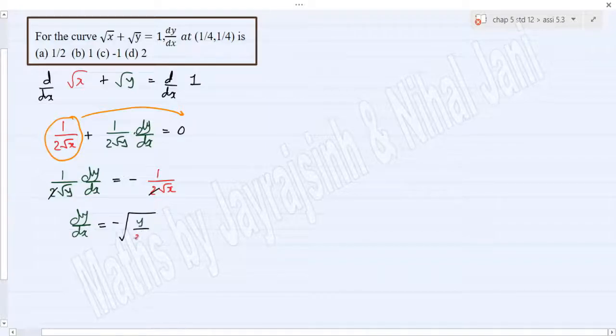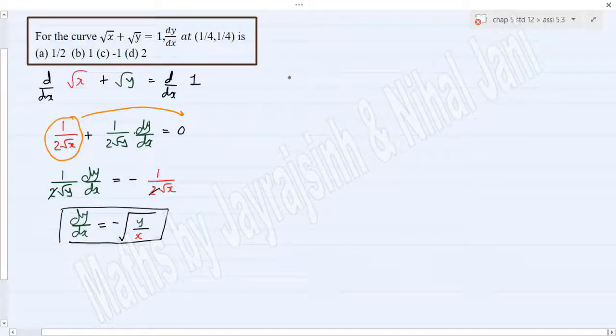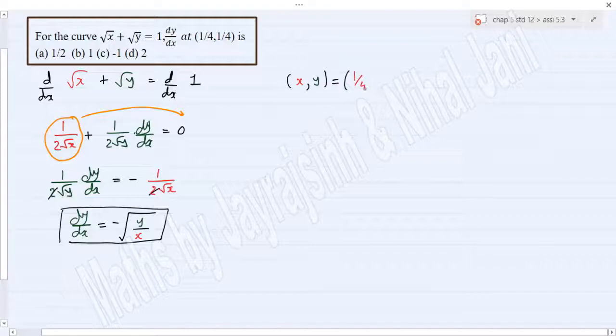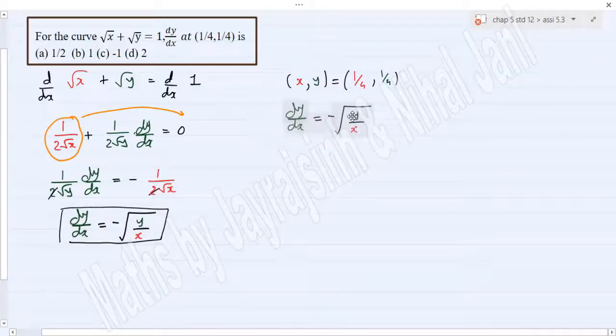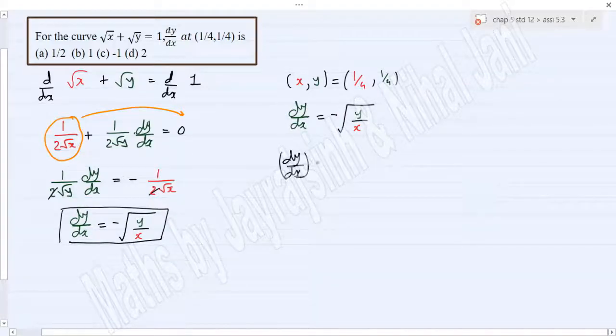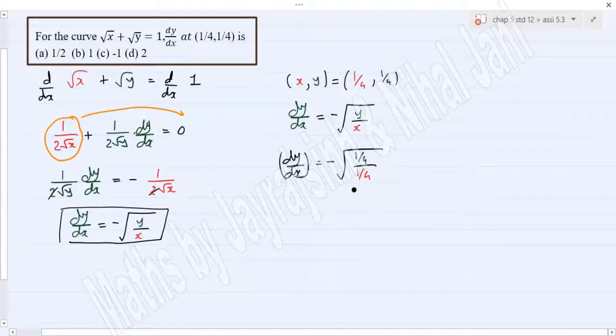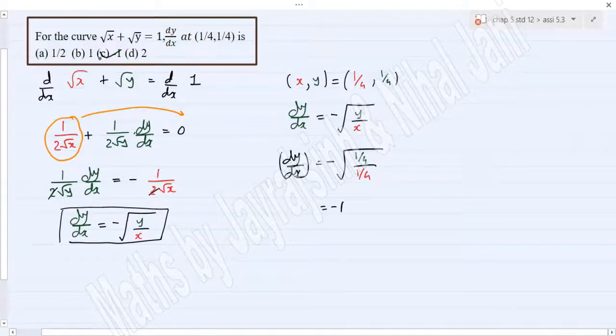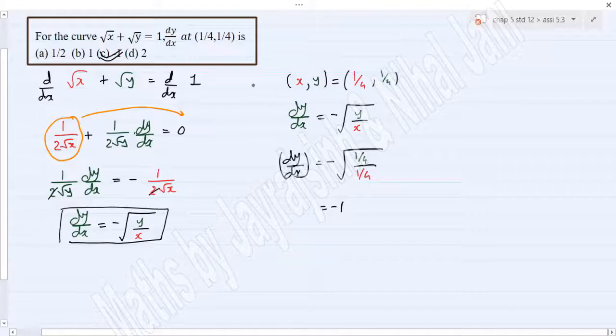upon x. But we have to find dy by dx at the point (1/4, 1/4). And for that, let's get our dy by dx first. Substitute the values of x and y as 1/4. So here we'll get minus under root of 1/4 upon 1/4, which will give us minus 1 as the final answer. Option C is the answer. Ta-da!